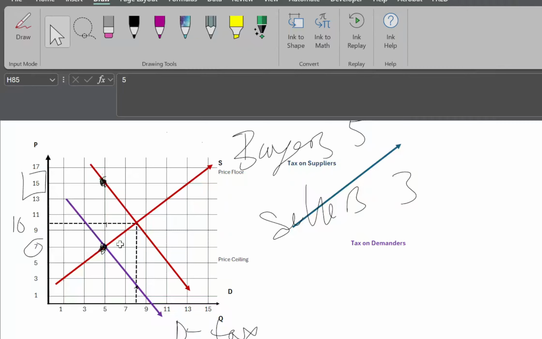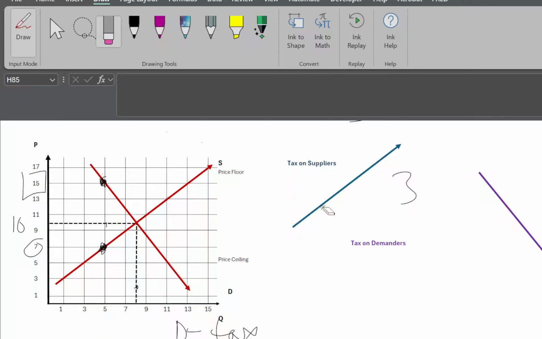Let me take that out really quick. I think this is the easiest way once you get good at graphs. Instead of shifting curves up or down and getting a little confused about how the supply curve and demand curve shift, it doesn't matter. This is the whole point. It doesn't matter if you tax suppliers or demanders. Whatever the tax is, you must find that distance between the supply curve and the demand curve.